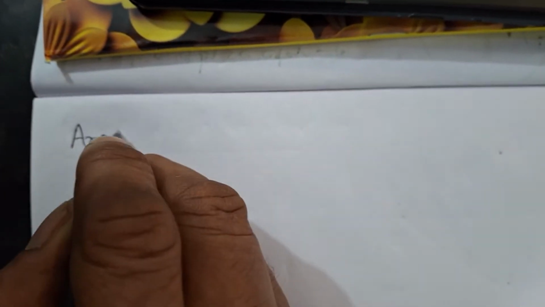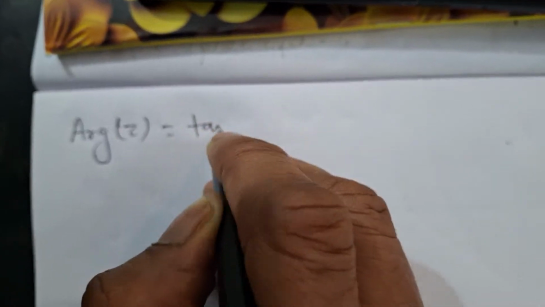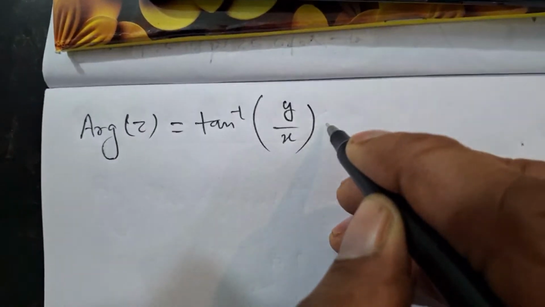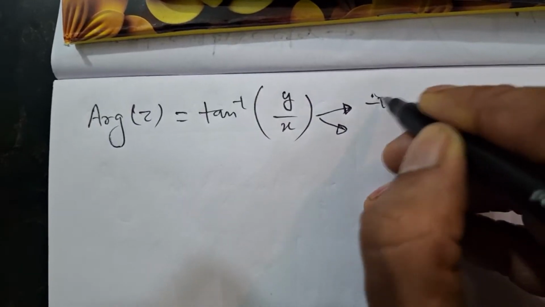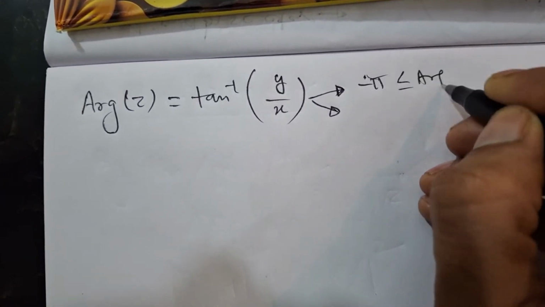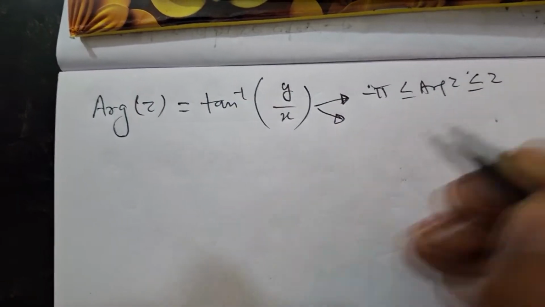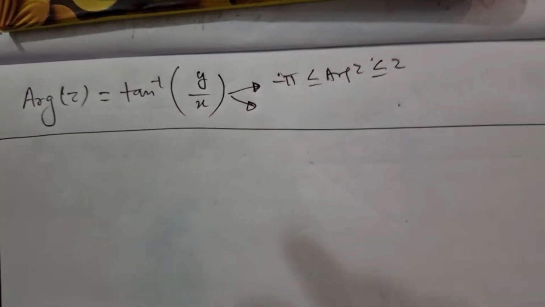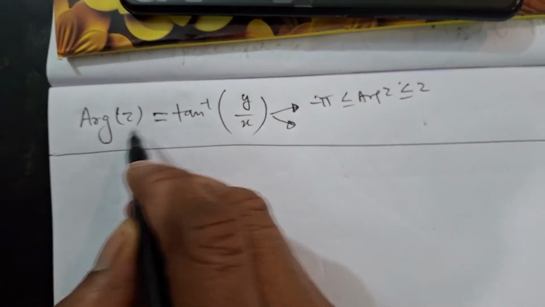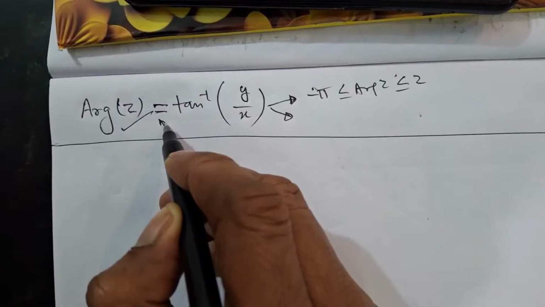Now, one more equation. See, suppose you know the argument of z is nothing but tan inverse y by x. Argument is defined in two cases, in terms of principal values or in terms of any values. Principal value means argument is defined from minus pi to plus pi. See the concept of argument. In argument discussions, angle is taken as anti-clockwise, genius.